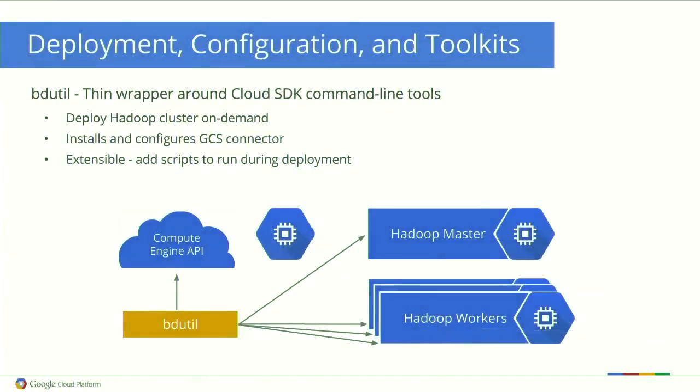BDUtil is a very simple script. It's effectively a wrapper around the Cloud SDK. I think Jerome mentioned the Cloud SDK in his talk. And the Cloud SDK is a suite of tools that we use for managing everything within Google Cloud Platform. In this case, BDUtil will deploy the Hadoop cluster for us. It will create all of those instances and then configure them with the Hadoop software. It also installs and configures the GCS connector, the Google Cloud Storage connector.